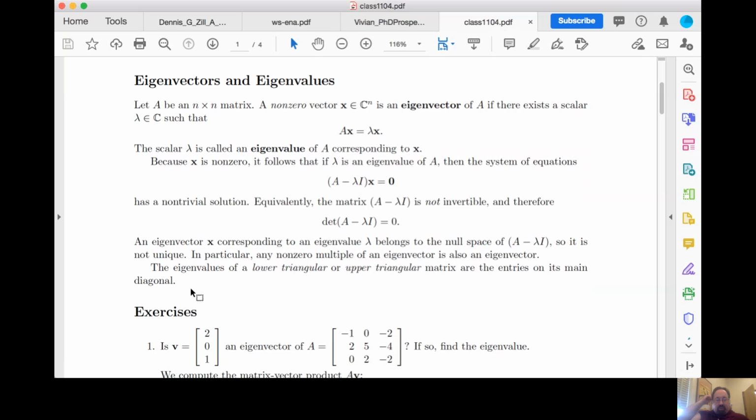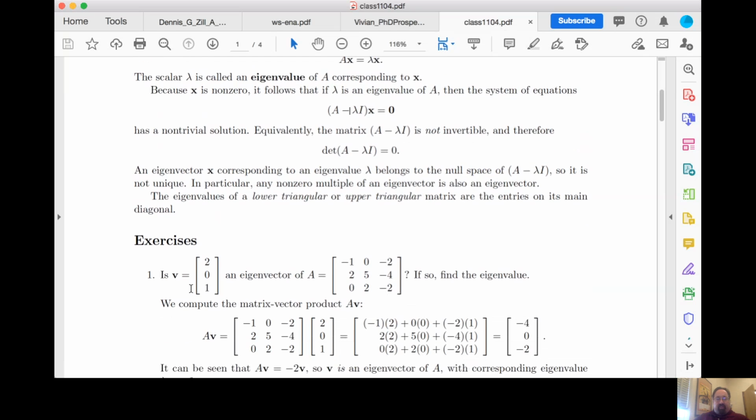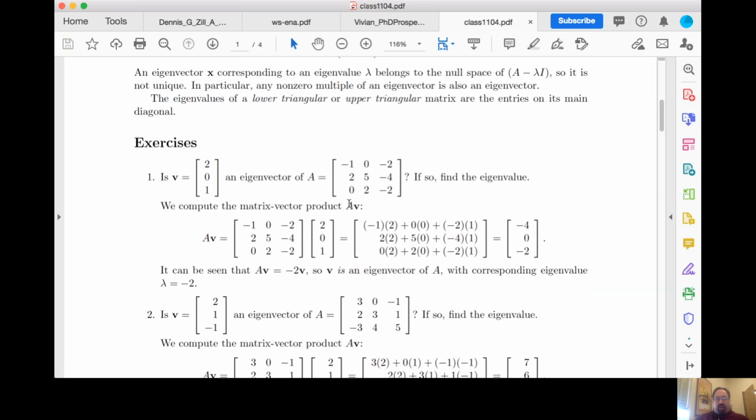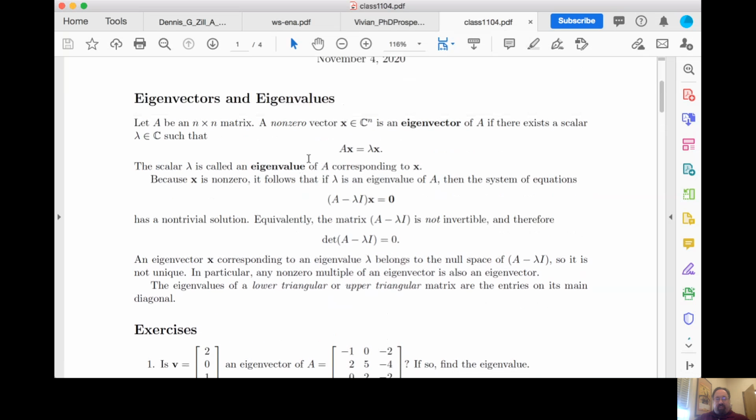Okay, so now let's get into the problems. For this first one, we're given this vector 2, 0, 1, and we're given this 3 by 3 matrix A. The question is: is this vector an eigenvector of this matrix? That's actually fairly easy to check, because all you have to do is carry out the product A times v, because it's an eigenvector if A times v is a number times v.